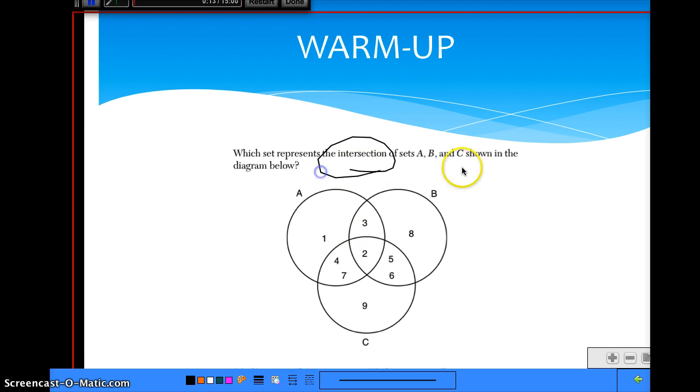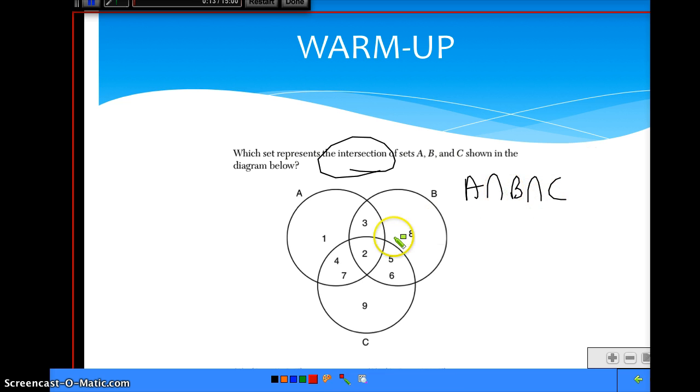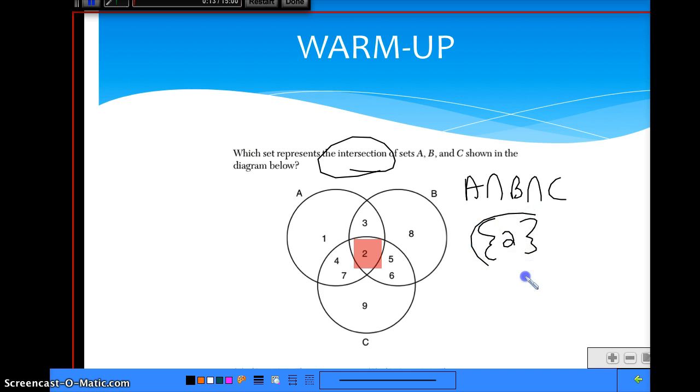If they use the word intersection, you're doing A, intersect, which is this symbol, B, intersect C. So make sure you know these symbols as well. The intersection of all of them is where the circles, what numbers actually appear in all three sets, circles, which are A, B, and C. So the intersection would be only element number 2. So that would be the answer for the intersection.